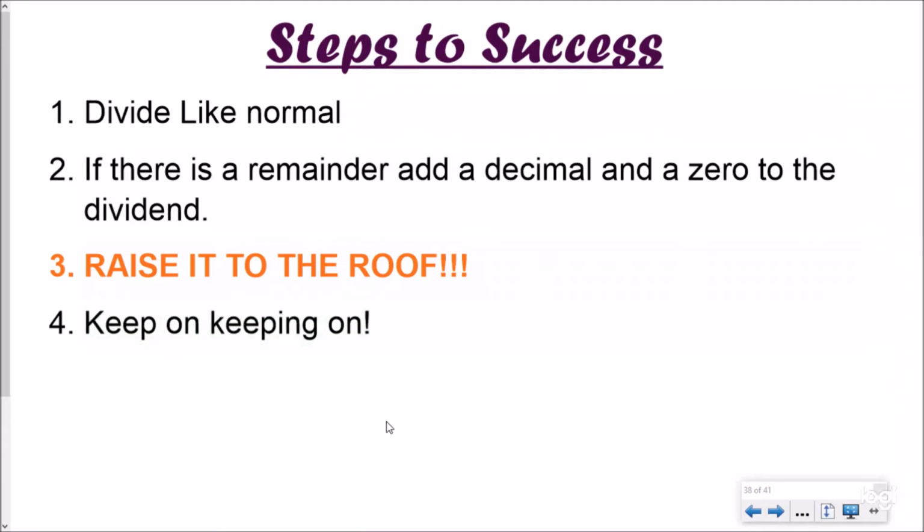And then we're going to keep on keeping on. We talked about that in the very first video. This is really where that comes in. You're going to keep on keeping on until you don't have any remainder left. So these steps might be a little bit confusing right now, but go ahead and pause the video and write them down. And then when we get into the problems, we'll talk about each step in our I do problem.